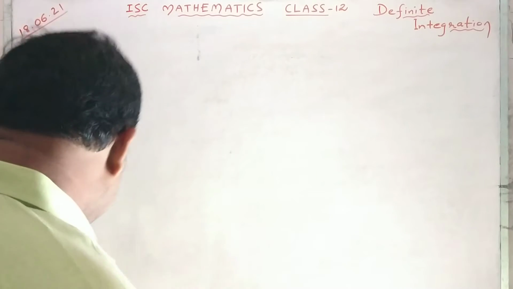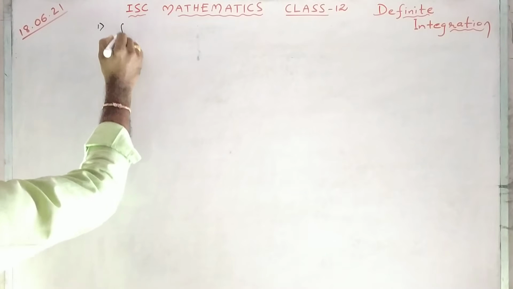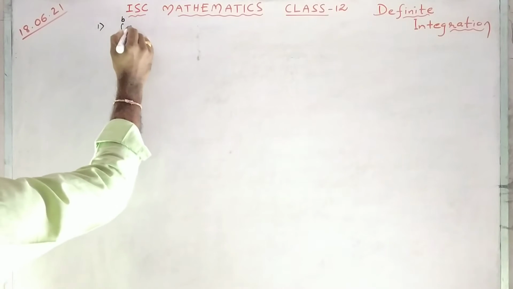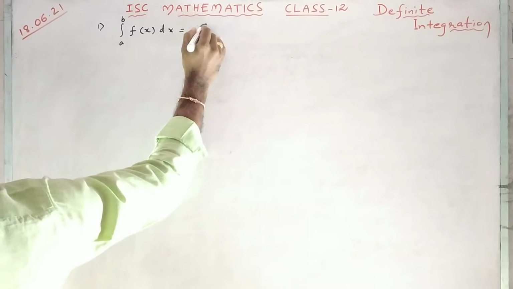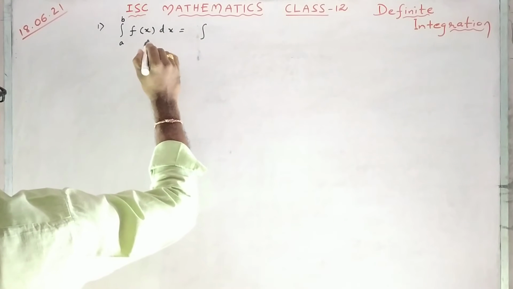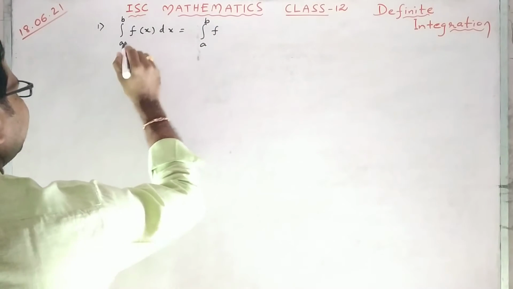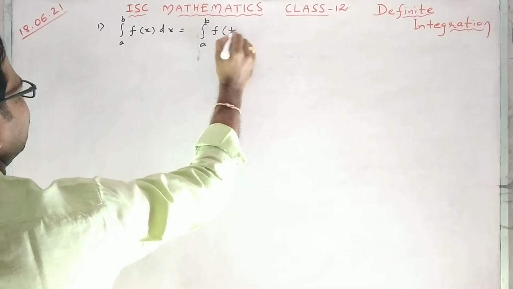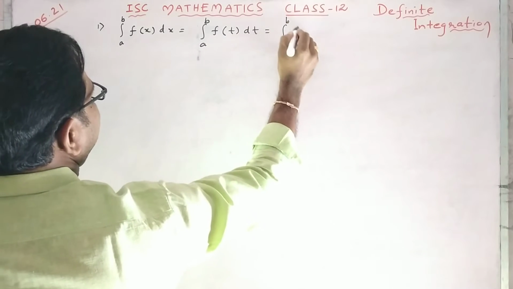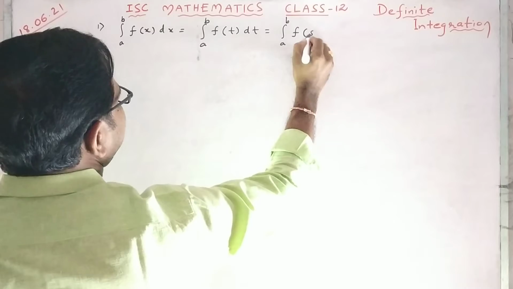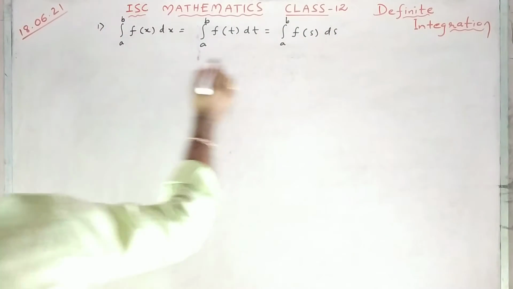In definite integration, the first property is that definite integration is independent of the variable. It depends only on the limits. It does not depend on the variable. Integral a to b f of x dx, or integral a to b f of t dt, or integral a to b f of s ds. Anything we can write.